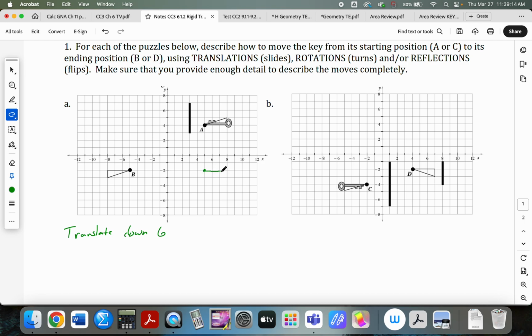And then, hang on a second, let me get it drawn. All right, go ahead. To the left 10. All right, so translate left 10. Right, yes. So that's going to move it to right here. Yes. And then rotate 180 degrees. It doesn't matter which way. All right, and you're rotating it 180 degrees about the point. Yeah.